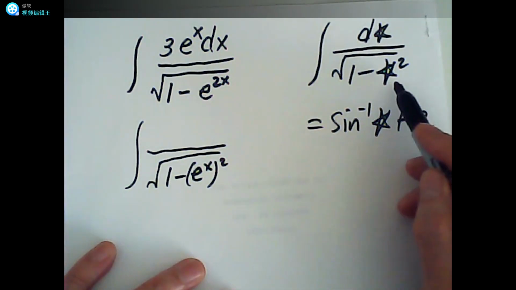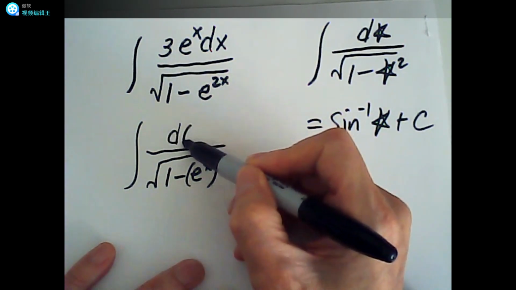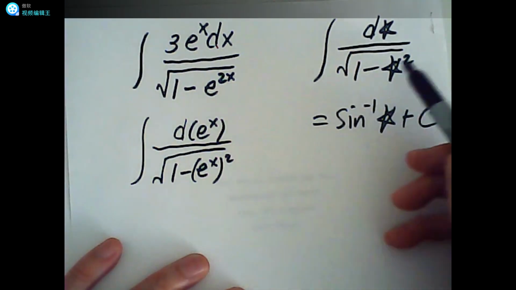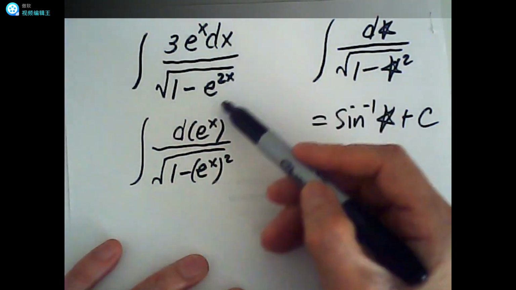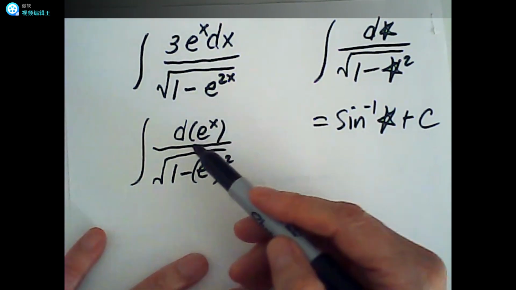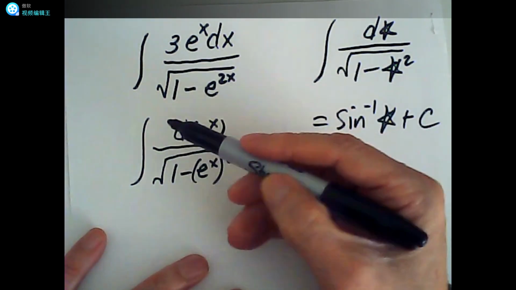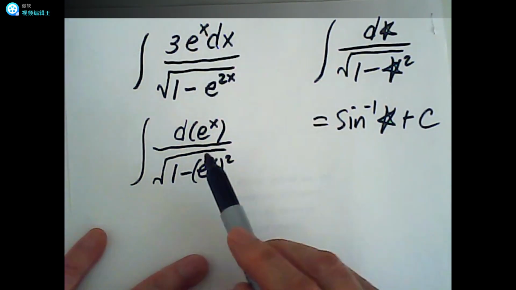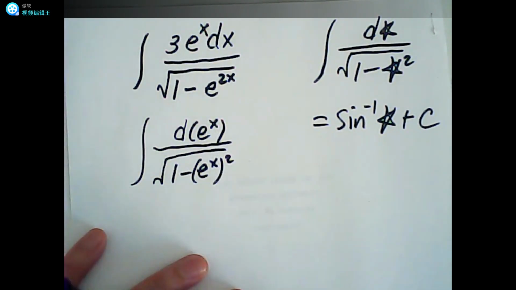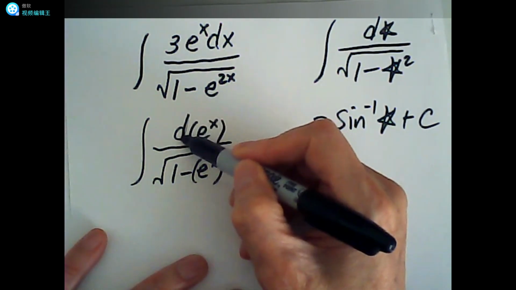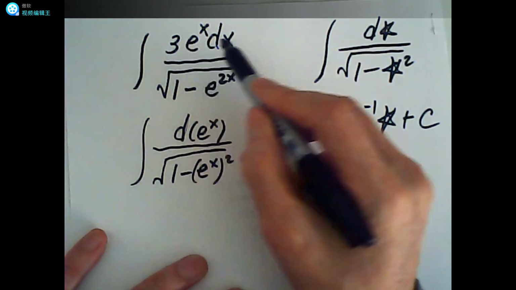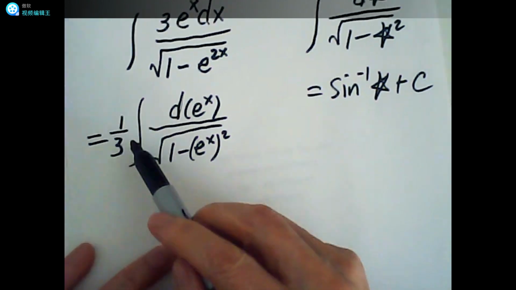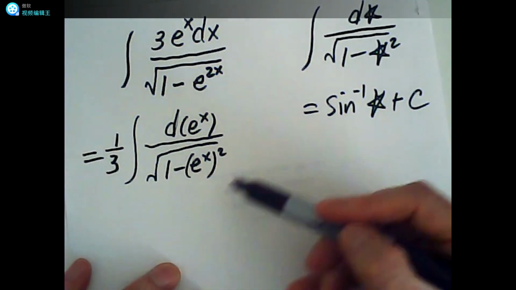So this one is my star. I must put d e to the x, right? You see, that fits the formula, but it does not fit the original. By considering they are equal, I must balance something. This is 3e to the x dx. This one is e to the x dx. They differ by a factor of 1/3. Then we have the equal sign back.